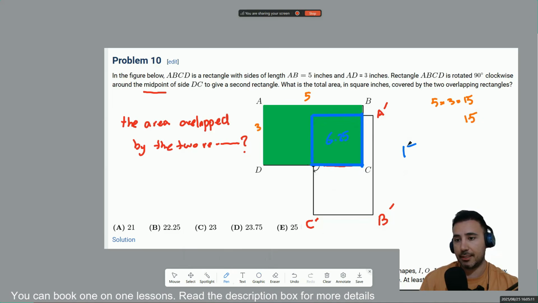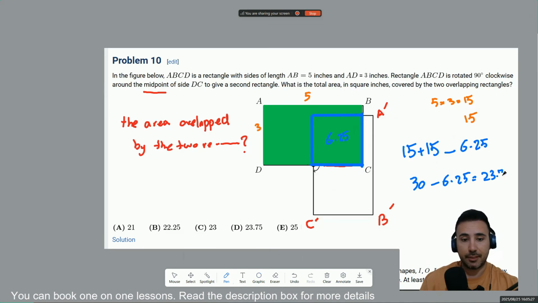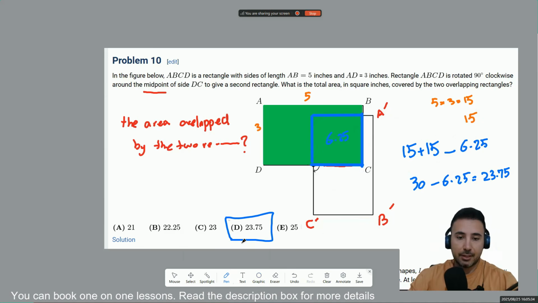So then it's going to be 15 plus 15 minus this area, because we have counted it 2 times. We need to minus it by that one. So it's equal to 30 minus 6.25, which is 23.75. So the answer is going to be option D. And I'm going to have an extra problem for you to do.